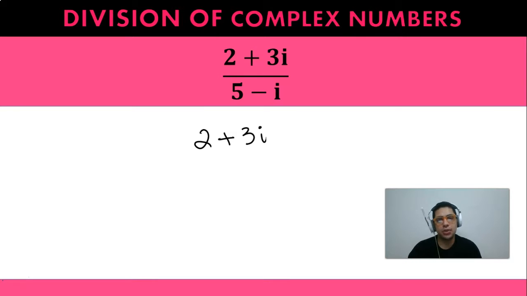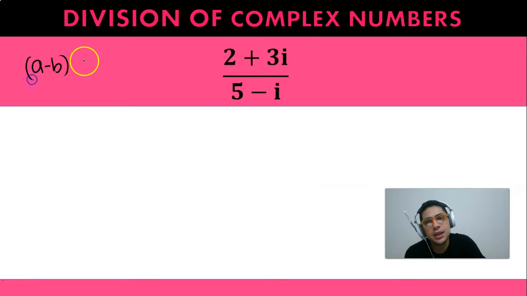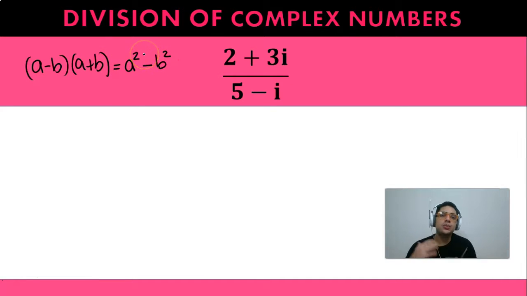2 minus 3i. The reason we do this is because whenever we multiply a minus b times a plus b, which is what we would have in the denominator, is the same thing as saying a to the power of 2 minus b to the power of 2. So whenever we do this, the answer is always going to give us a real denominator and not a complex or imaginary one, right? So let's try doing this in order to show you guys.